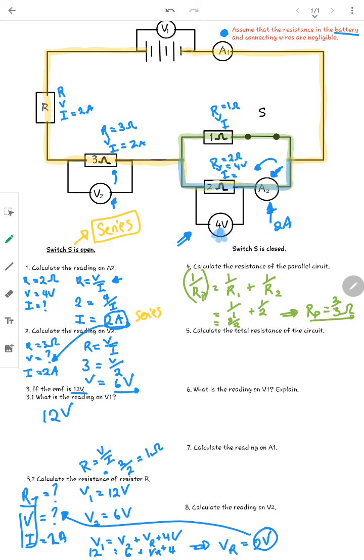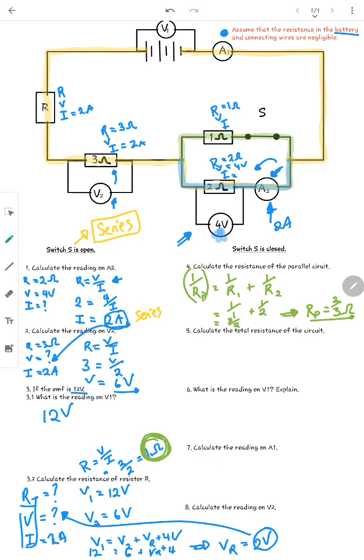Right. Next one, they ask us to calculate the total resistance of the circuit. Remember that we have previously already calculated the resistance for resistor R. Okay, the resistance value does not change unless you are dealing with the rheostat. So whether you are looking at a circuit in series or in parallel, whether the switch is open or closed, once you know the value for the resistance of a resistor, the rest is all child's play.